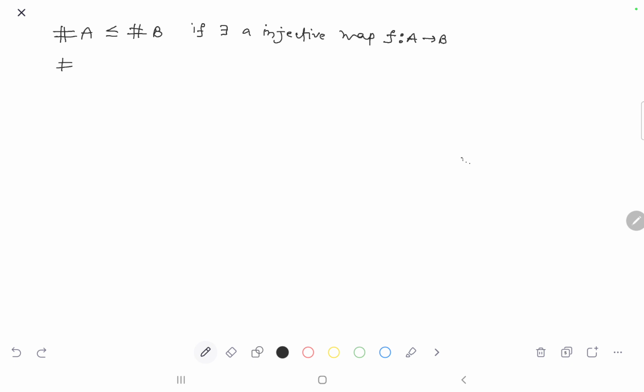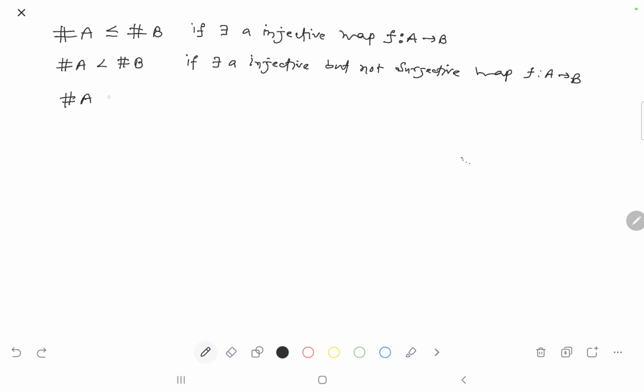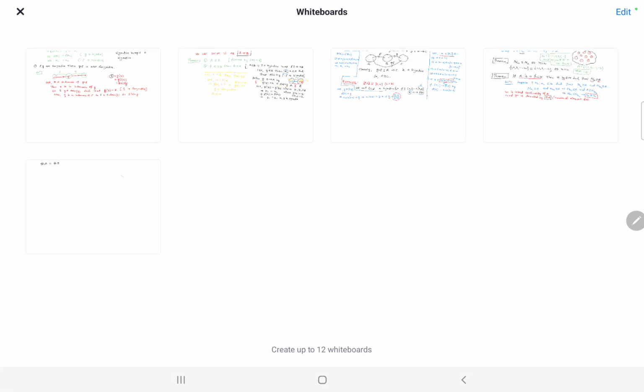And strictly less than means there exists an injective but not surjective map f from A to B. So you have a map which is injective but not surjective. Now we say cardinality of A equals cardinality of B. I already told you the definition here.